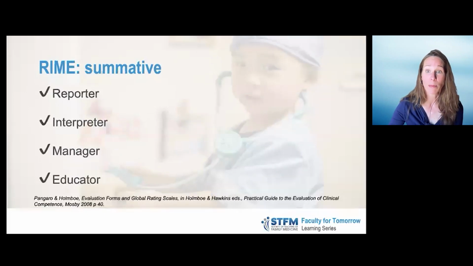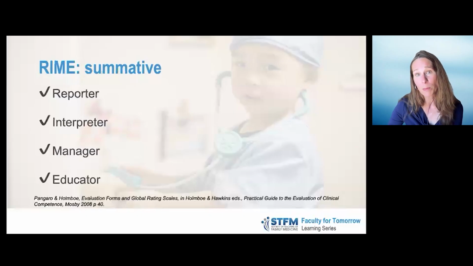Your educators are able to teach and instruct more junior learners. So many of our PGY2s and beyond are entering into this part of their growth trajectory.